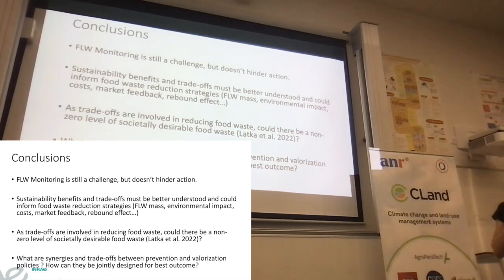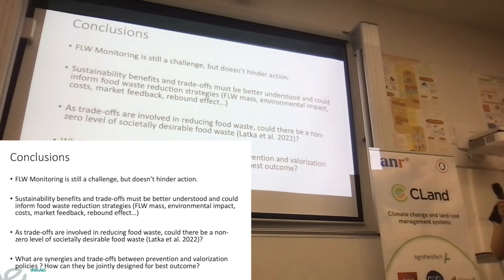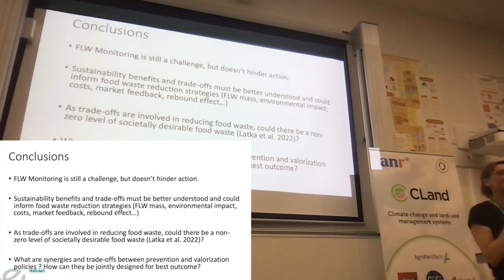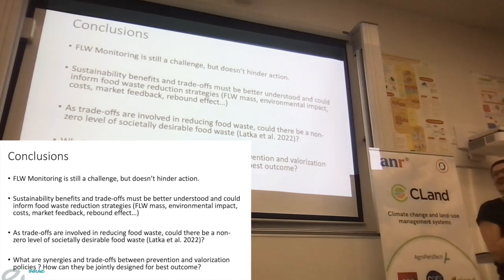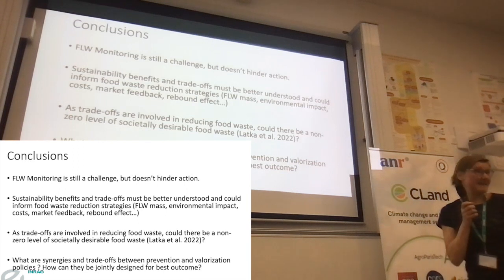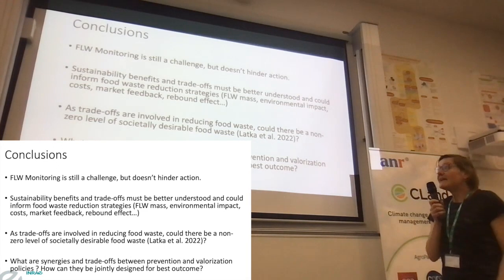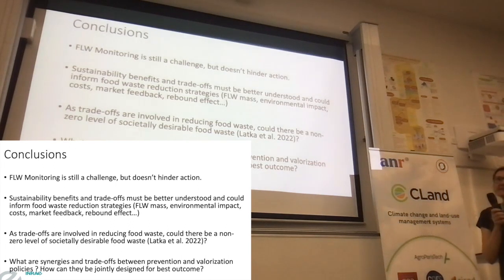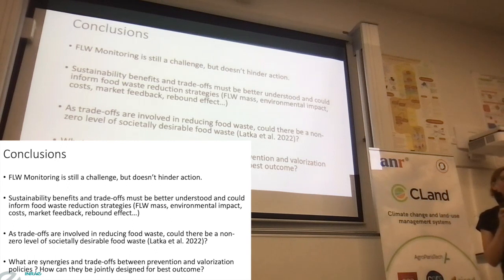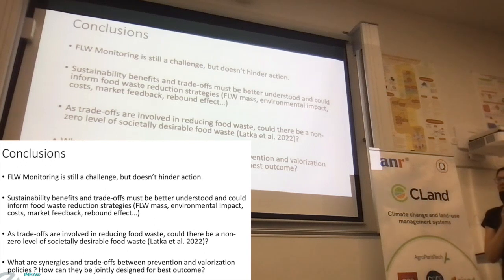Latka makes a suggestion in their paper, because they say trade-offs are involved in reducing food waste. Shouldn't we think of something like a non-zero level of societally desirable food waste, because there are winners and losers? Could we completely ignore the losers? This is something we could think about. Maybe a zero level of food waste should not be the ultimate goal, but something less ambitious, more integrated. And in the end, what are the synergies and trade-offs between prevention and valorization, especially because in these valorization policies, when we think of animal feed and energy production, the demand for biomass tends rather to increase and could limit any prevention strategies.